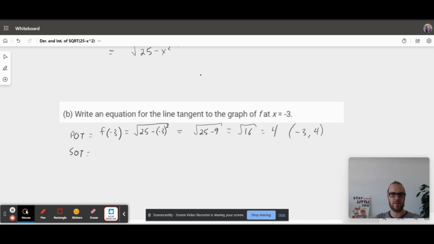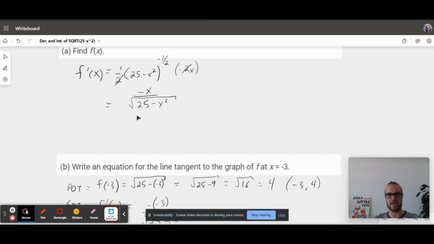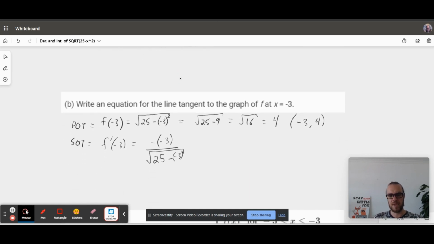Okay. Now our SOT is where we need to use the derivative that we just found, which was, of course, -x over the square root of 25 minus x squared. So we're going to find the derivative at -3. So this becomes -(-3) when we plug in our x over the square root of 25 minus -3 squared. And again, I'm just using this derivative that we just calculated and plugging in -3. Okay, as I simplify that, the top is going to become +3. The bottom we can see is going to do the exact same thing here, right? 25 minus -3 squared is going to simplify all the way to 4. Okay, and so that will give us our slope, 3/4.